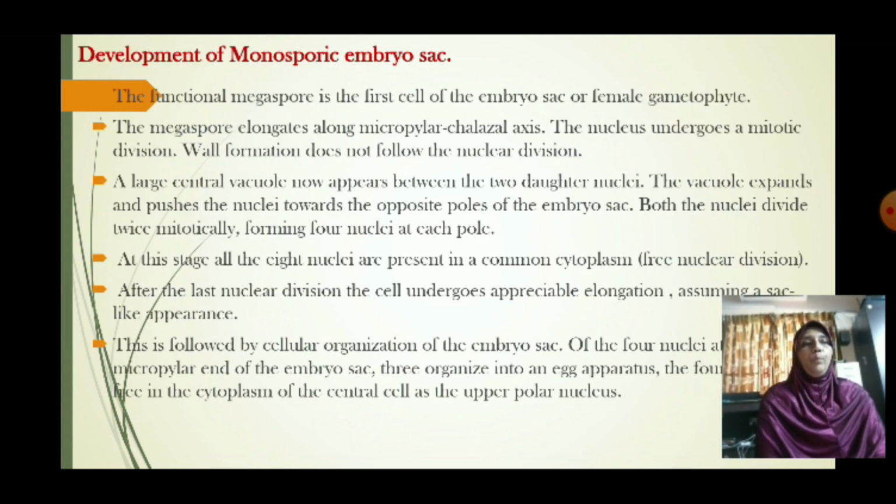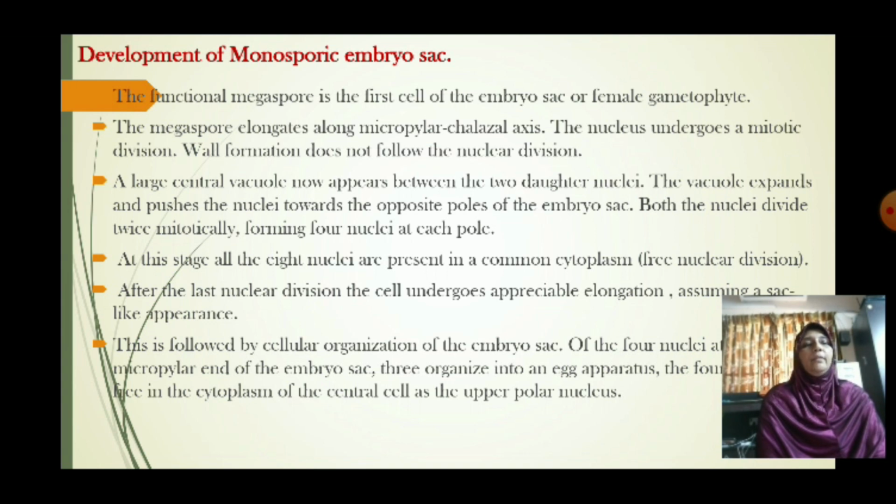The functional megaspore is the first cell of the embryo sac or the female gametophyte. The megaspore elongates along the micropylar-chalazal axis. The nucleus undergoes a mitotic division. Wall formation does not follow the nuclear division. A large central vacuole now appears between the 2 daughter nuclei. The vacuole expands and pushes the nuclei towards the opposite poles of the embryo sac. Both the nuclei divide twice mitotically, forming 4 nuclei at each pole. At this stage, all the 8 nuclei are present in a common cytoplasm, by free nuclear division.